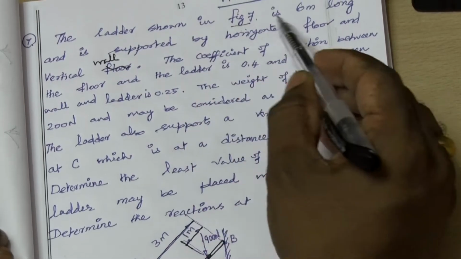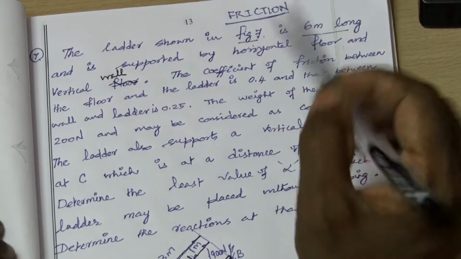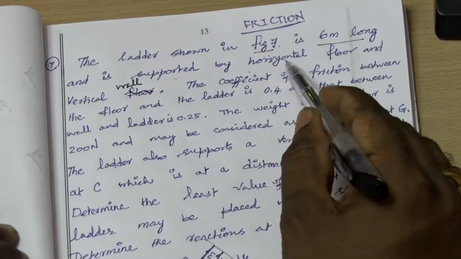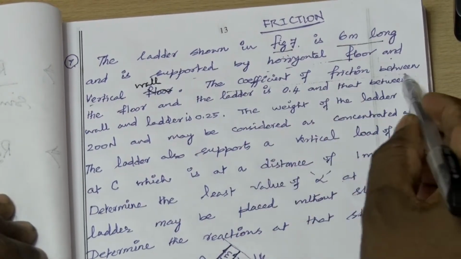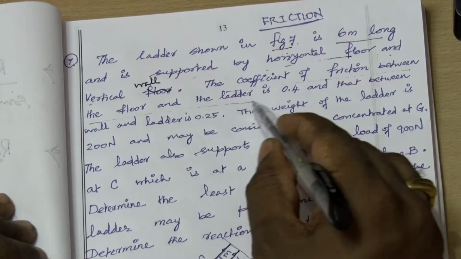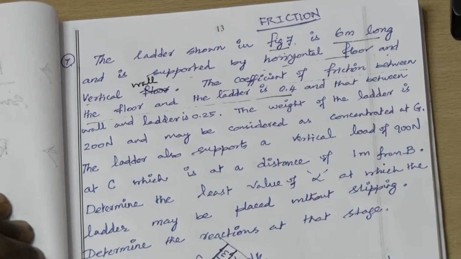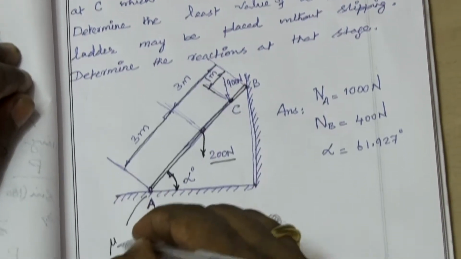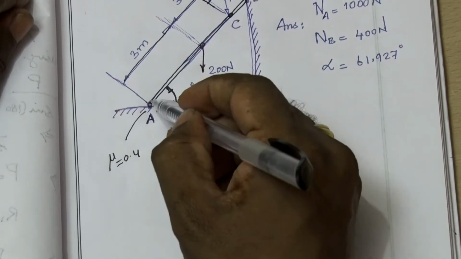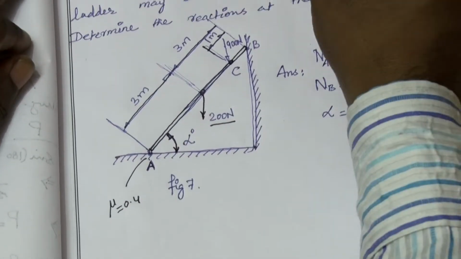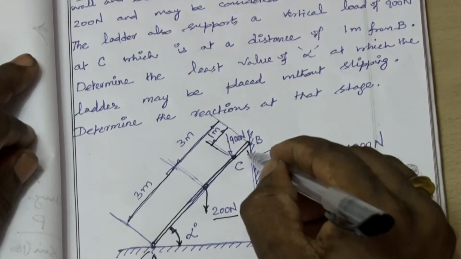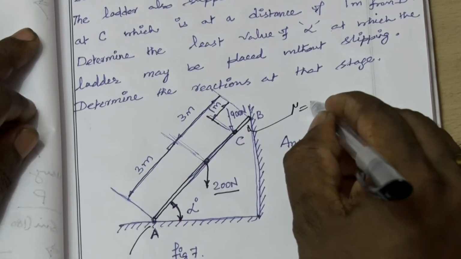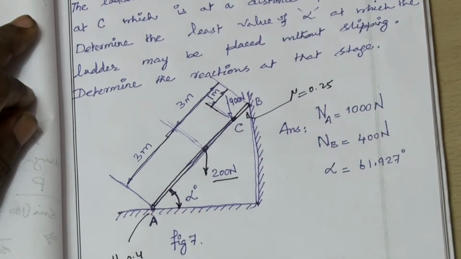The ladder shown in figure 7 is 6 meter long and is supported by a horizontal floor and vertical wall. The coefficient of friction between floor and the ladder is 0.4. Therefore, here mu is 0.4. And that between the wall and the ladder is 0.2. So, here the coefficient mu is 0.25.